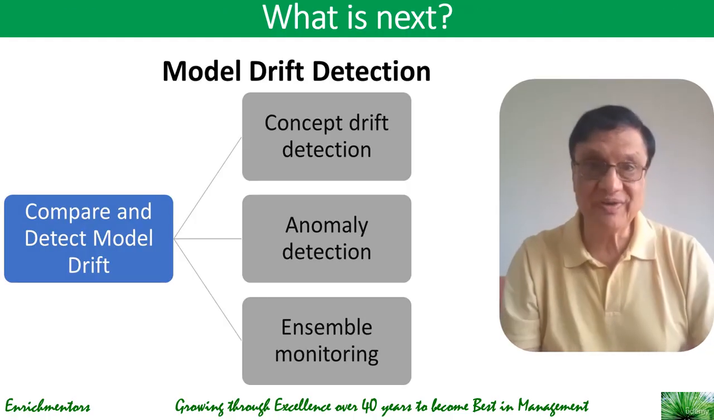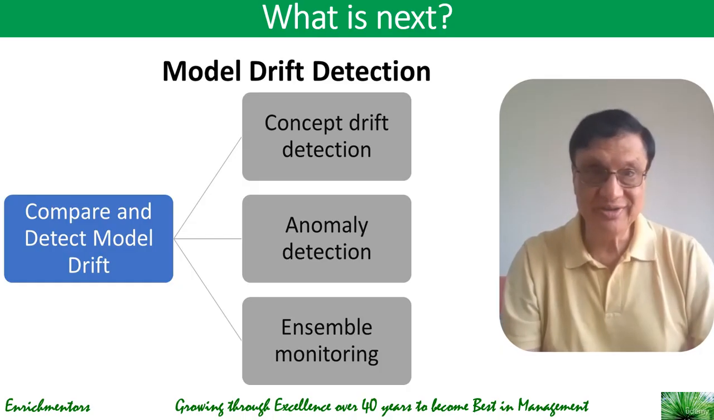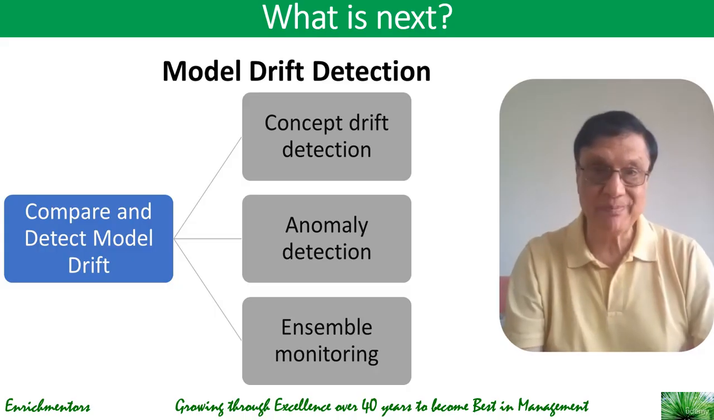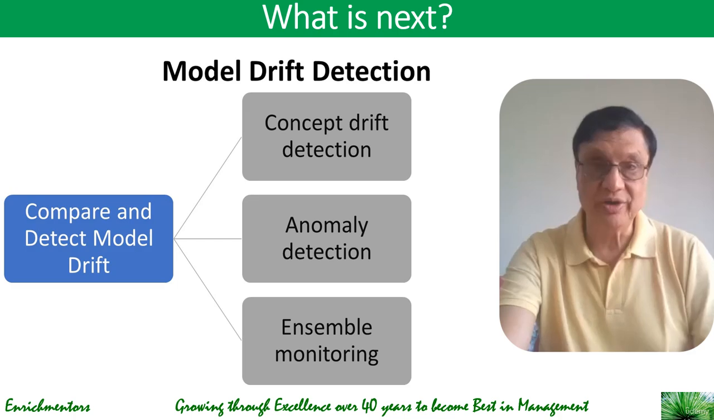Another kind of drift that can happen is in the model itself. So in the next one, we will talk about how you can detect this model drift. And there are three things we will talk about: concept drift detection, anomaly detection, and ensemble monitoring.